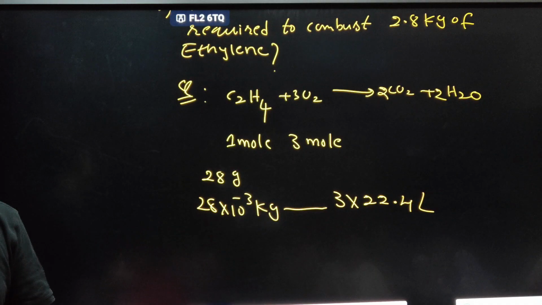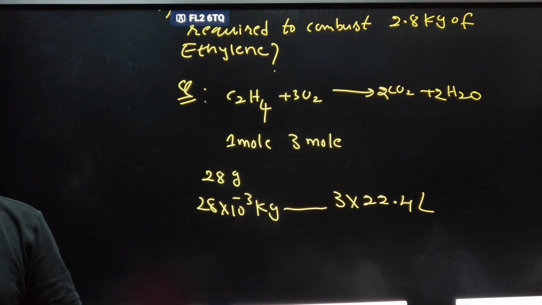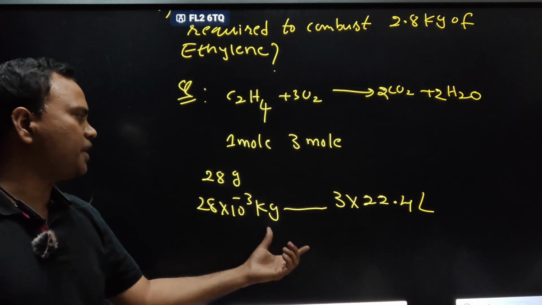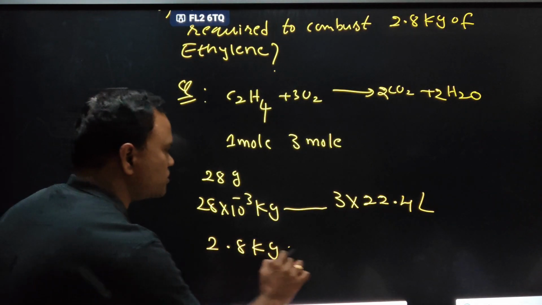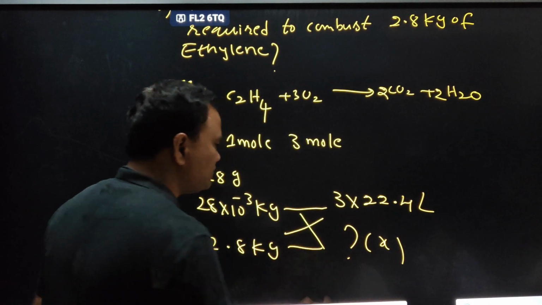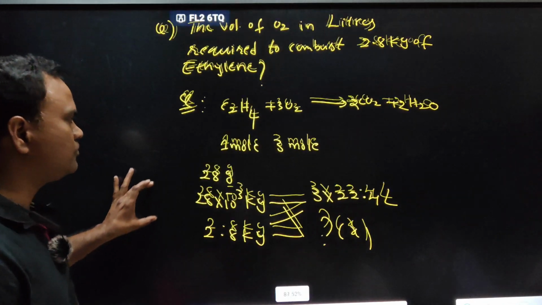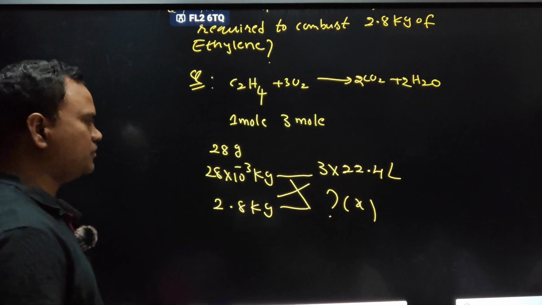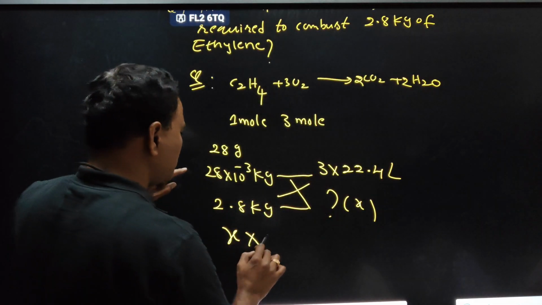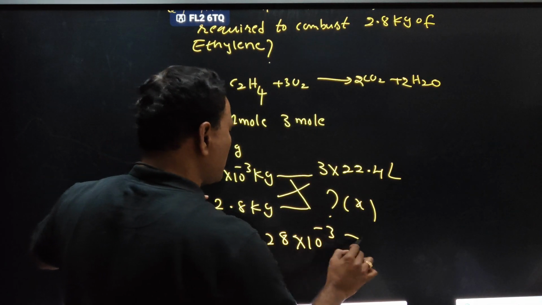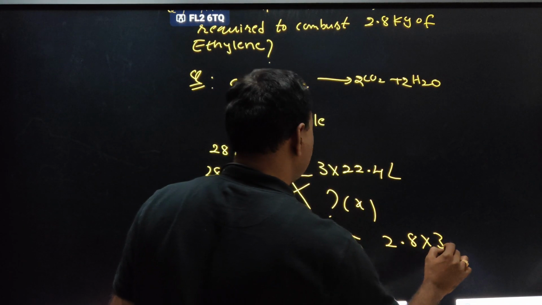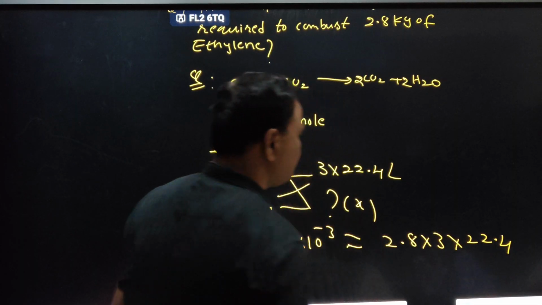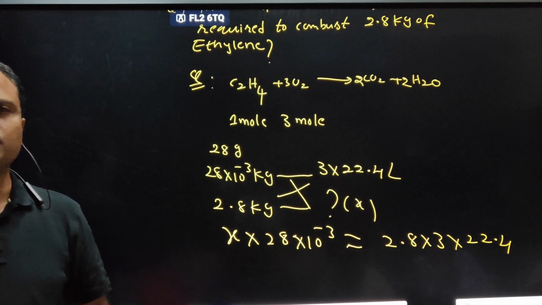What is the question? The volume of O2 in liters to combust 2.8 kg. For 28 into 10 power minus 3, this much volume is required. For 2.8 kg, how much volume is required? Do cross multiplication. So x into 28 into 10 power minus 3 is equal to 2.8 into 3 into 22.4. Simplify and tell me.